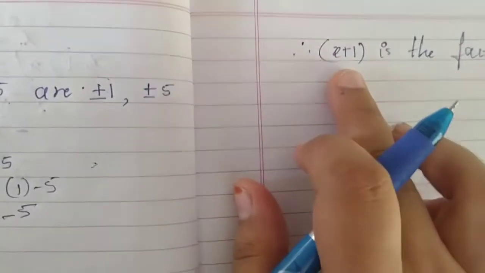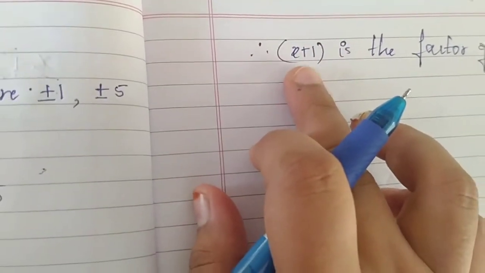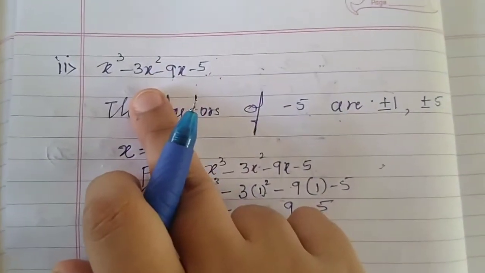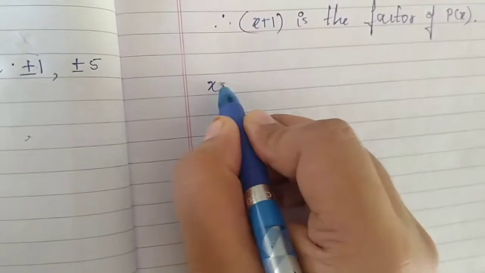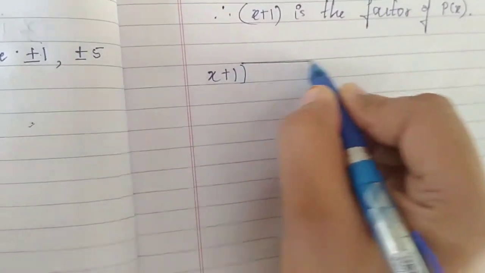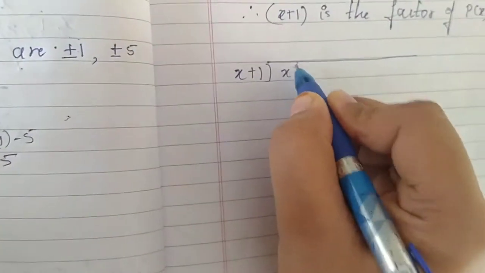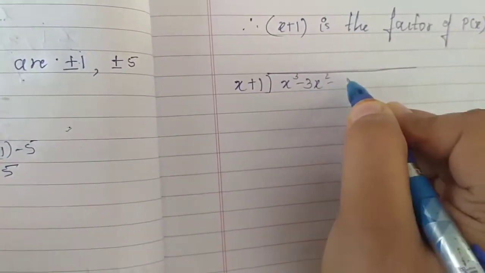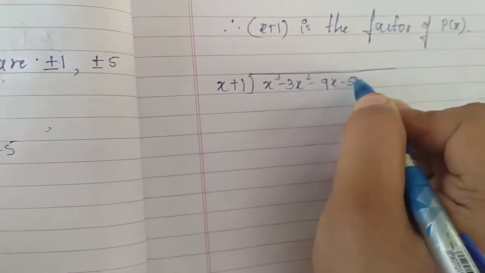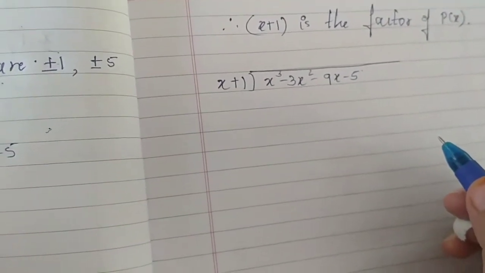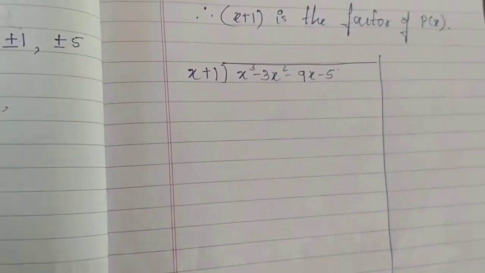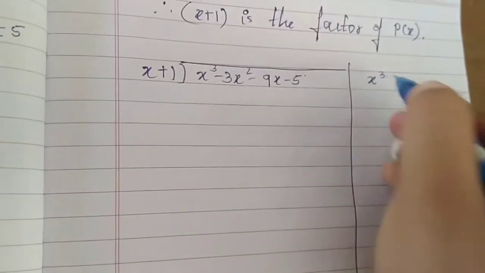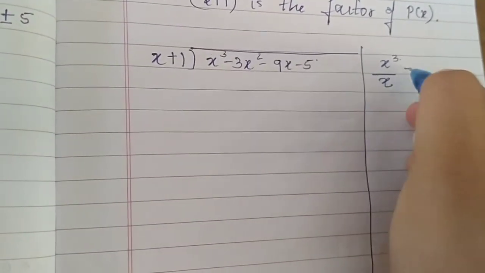You have to consider this as the divisor and this as the dividend now, and proceed with the long division. So x plus 1 as divisor and x cube minus 3x square minus 9x minus 5 as the dividend. Now again the same procedure: the first term of the dividend divided by the first term of the divisor.